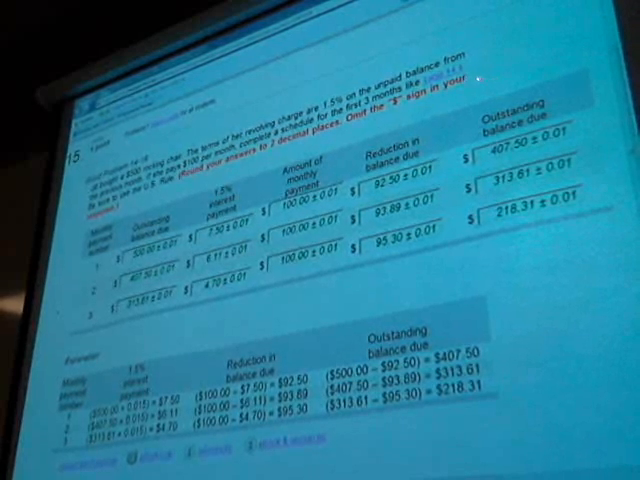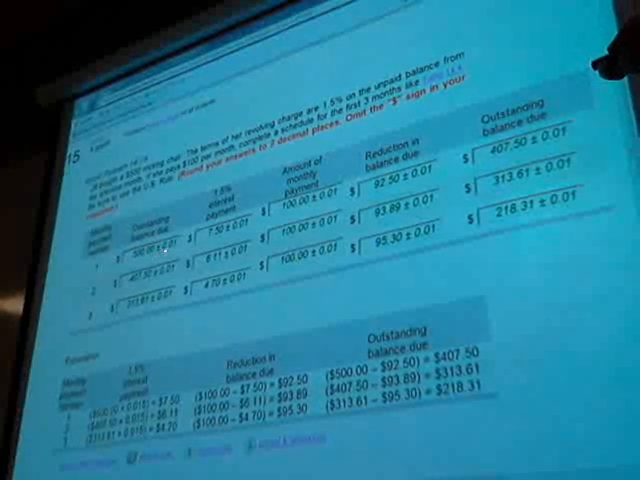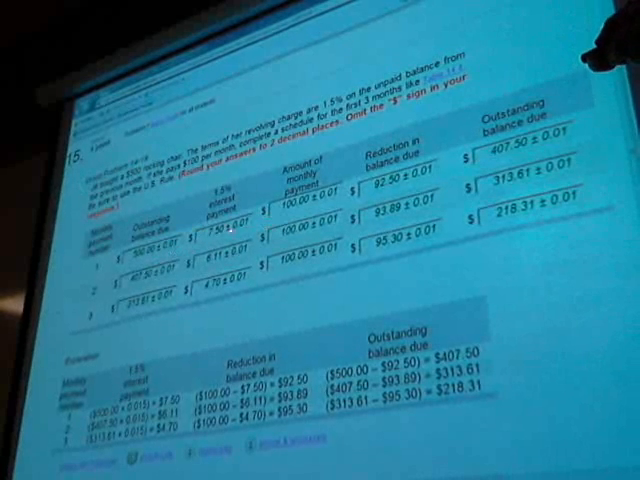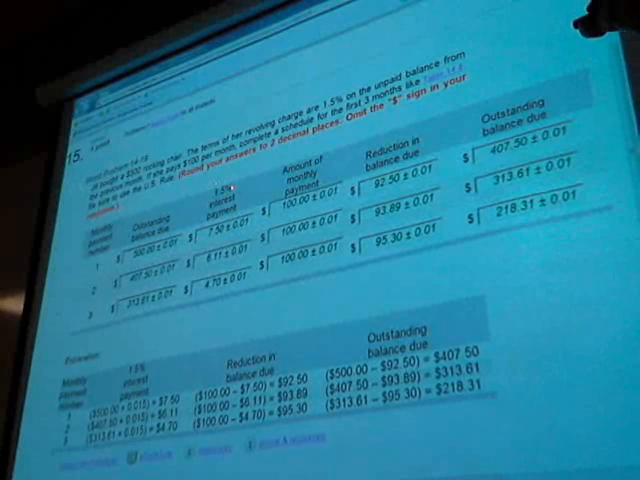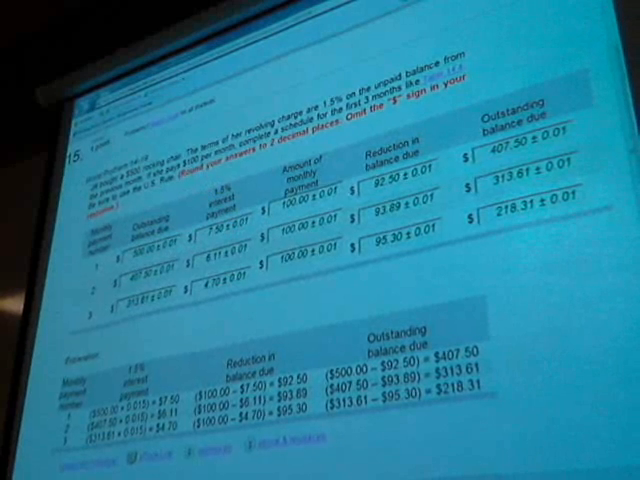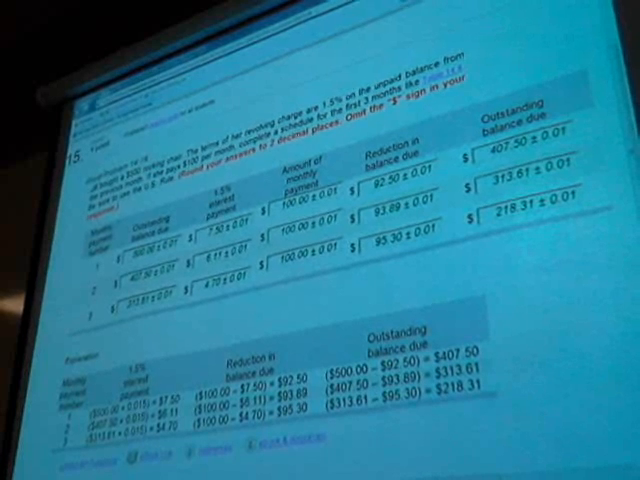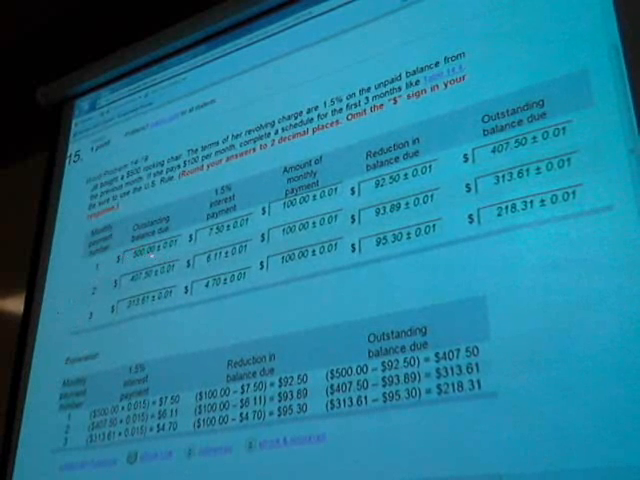They give you this table. I'm not sure if we're going to need it or not. But right now the balance is $500. Why? Because we paid $500 for the rocking chair. We're going to make our first payment. How do we get the $7.50? 1.5% interest, or 0.015, times what? 500. Times the outstanding balance. Now, that is the amount that is going to go to interest.